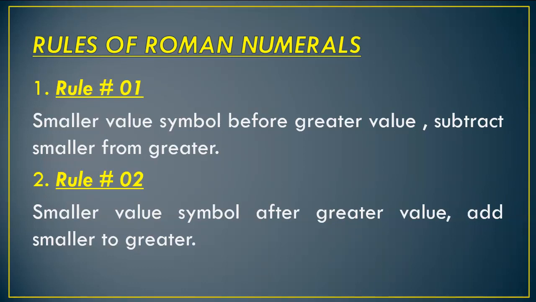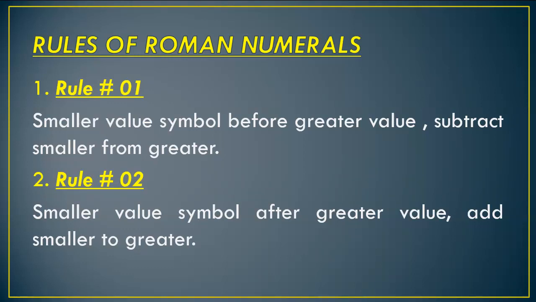Okay, now look carefully at the Roman numerals 4 and 6. Both use the same letters I and V, but in different order. In Roman, I comes before V. I is smaller than V, and when it comes before V, I is subtracted from V, the greater value. So IV is equal to 5 minus 1, which is equal to 4.